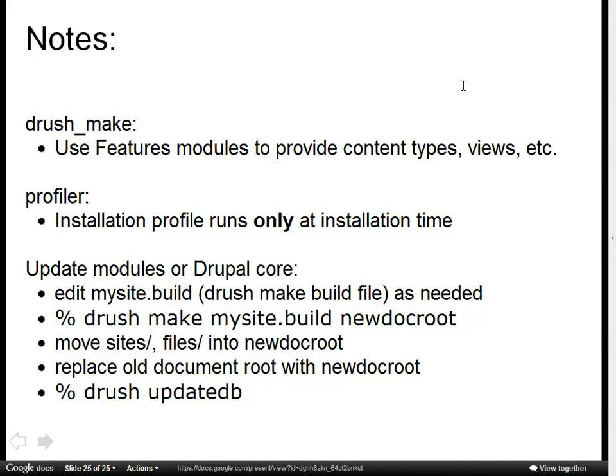If you have content types that you want to build, like I use a calendar content type, an event content type so that I can do a calendar, then I use the Features module for that. Features lets you go through the GUI of Drupal, set up the content type the way you want, and then export that into a module. It saves the whole configuration for that content type. Then when you build your new site, you tell it to include that Features module that you built, and that will recreate that content type in your new site. And you can do the same thing for views and other settings.